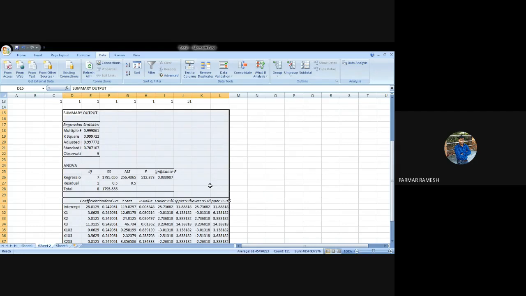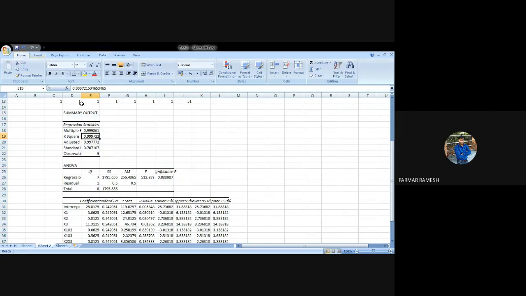Okay, so now we are getting the r square value, that is 0.9997. It is close to 1. Our f value is 512. That is sufficiently high. It should be at least in 3 digits. If it is in 3 digits, it is good. And significance f should be less than 0.05. So it shows good confidence.